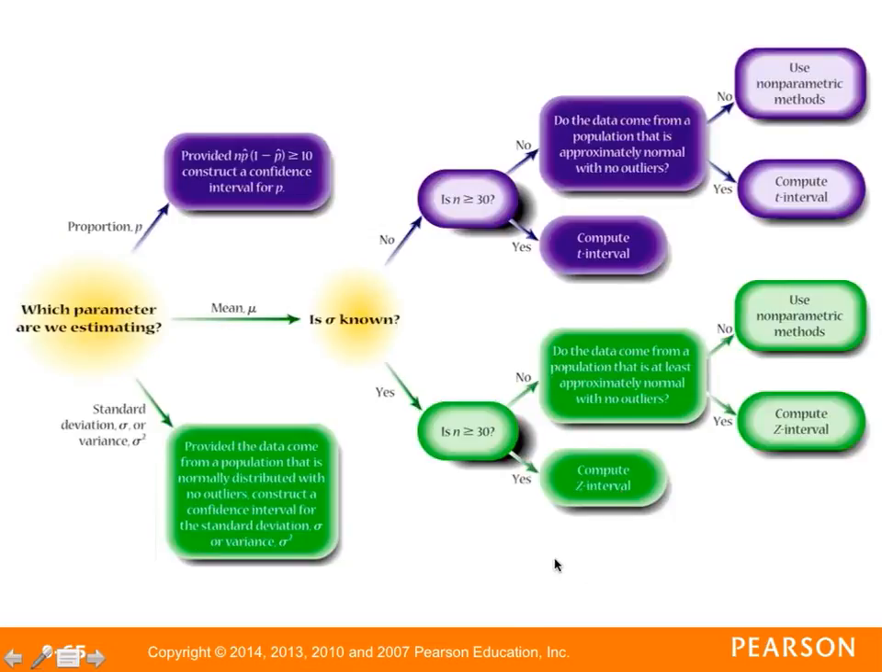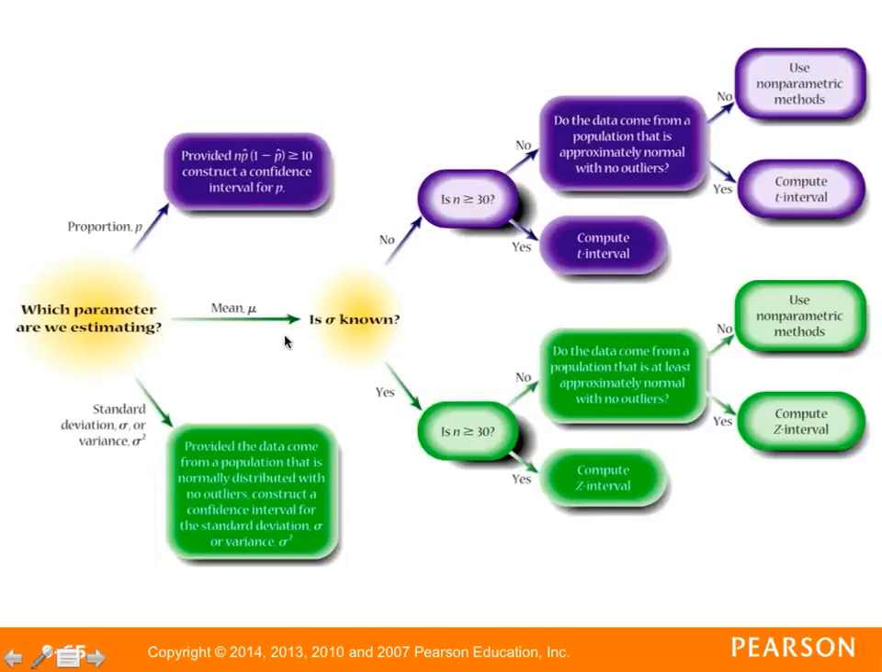So in section 9.3, there's nothing new, but this is just going to put everything together so that we can talk about, again, the assumptions and what types of methods we know. So if we're estimating a parameter of a population proportion, provided that n times p hat times 1 minus p hat is at least 10, we can construct a confidence interval, and that was what we learned how to do in the first section.